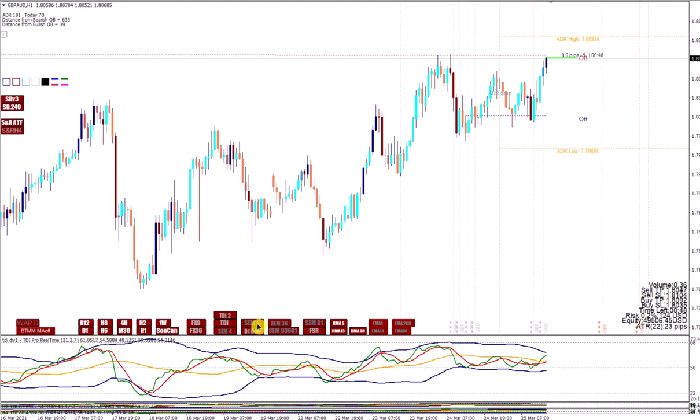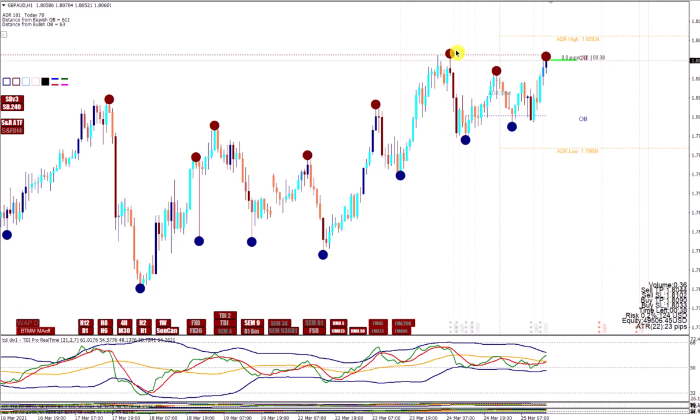So let's put them up. So this is your 9 semaphore, and what your 9 semaphore basically does is, you can see like here, higher high, higher low, higher high, higher low, right? The fact that it's maroon up there means that it's a sell. Maroon up there is a sell.